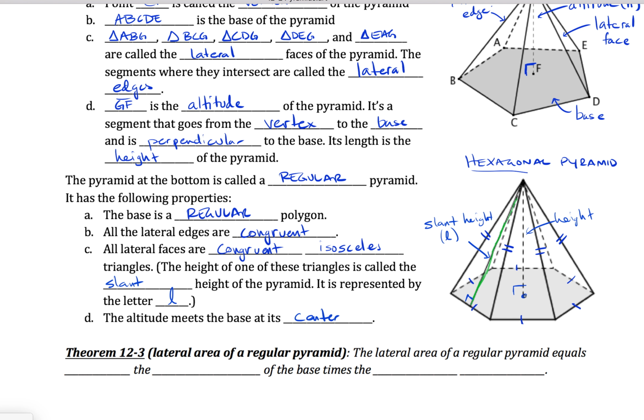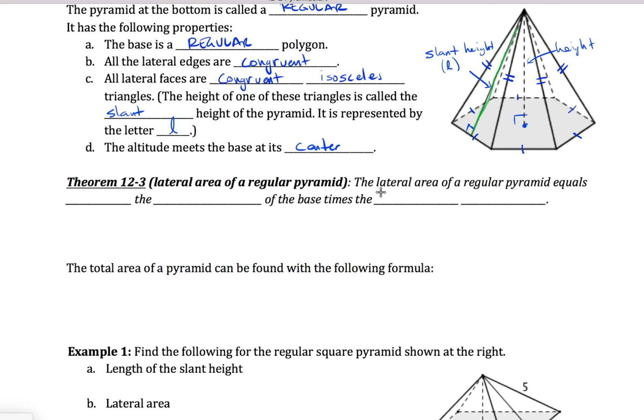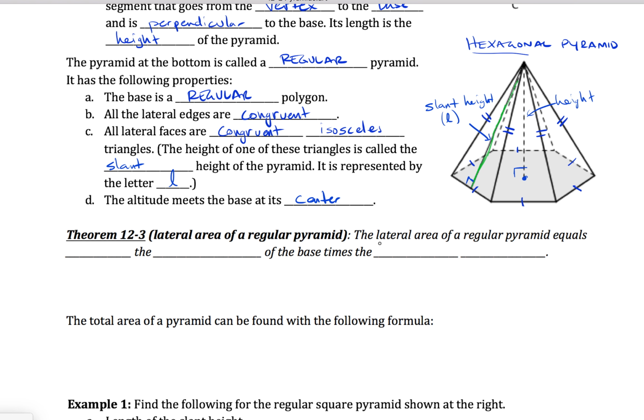Now remember, the center of a regular polygon is the center of the circle in which that polygon could be inscribed, right? So keep that in mind. We learned that back in chapter 11. So there's all the terminology you need to know about pyramids. Let's take a look at a couple formulas that we're going to be using.